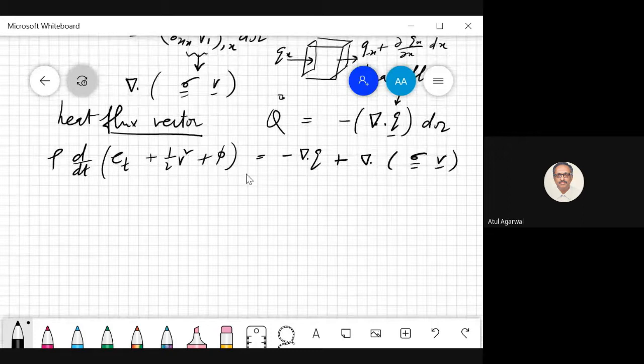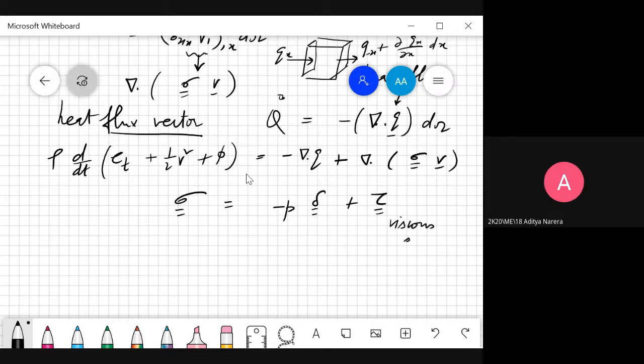Now, what is this stress? It is equal to minus P, plus this is a viscous stress. This is a hydrostatic stress. This is the full stress. Okay.